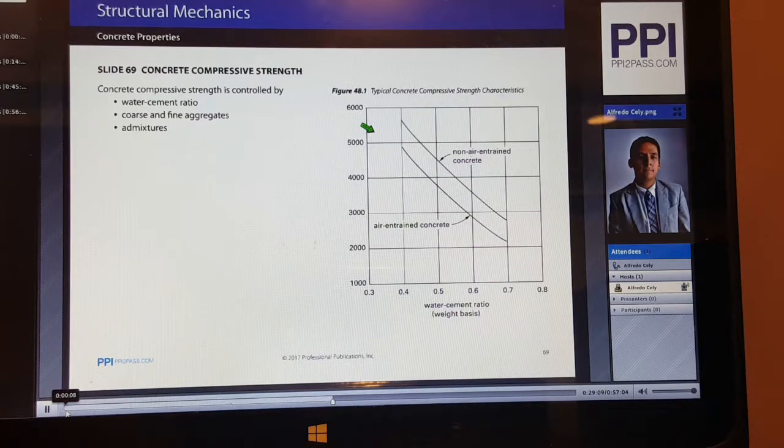A mix is often described by the number of sacks of cement needed to produce 1 cubic yard of concrete. For example, a mix using 6 sacks of cement per cubic yard will be described as a 6-sack mix.